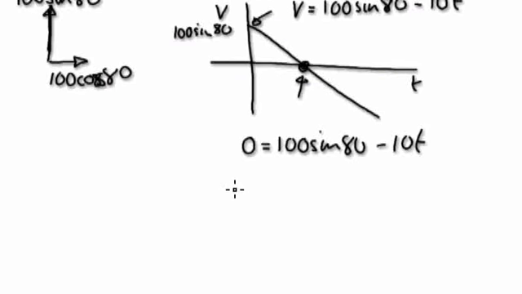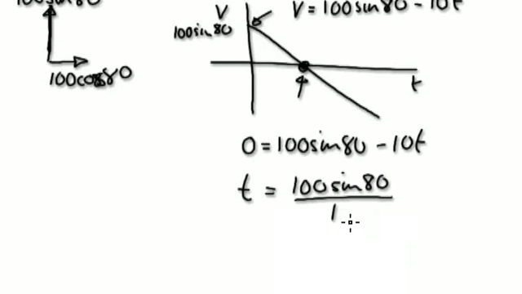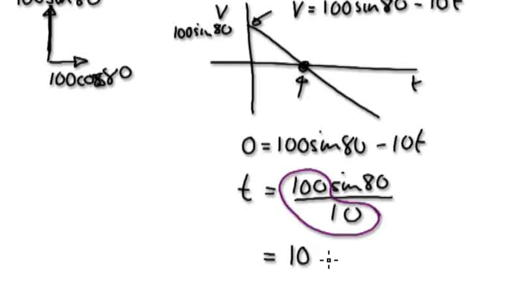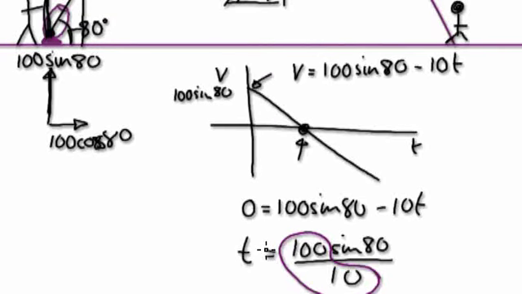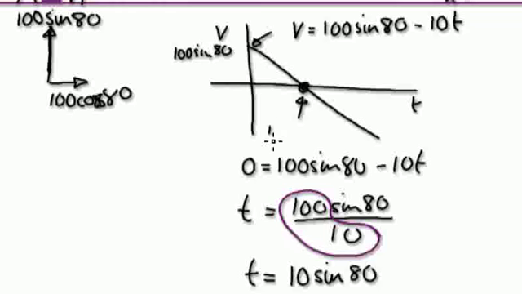Add 10t to both sides, and then divide both sides by 10. So that means t equals 100 sine 80 divided by 10. So now I'm just going to merge these together. So that becomes 10 sine 80. So the time it takes to get to the maximum height is 10 sine 80. That's the time it takes to get to the maximum height.